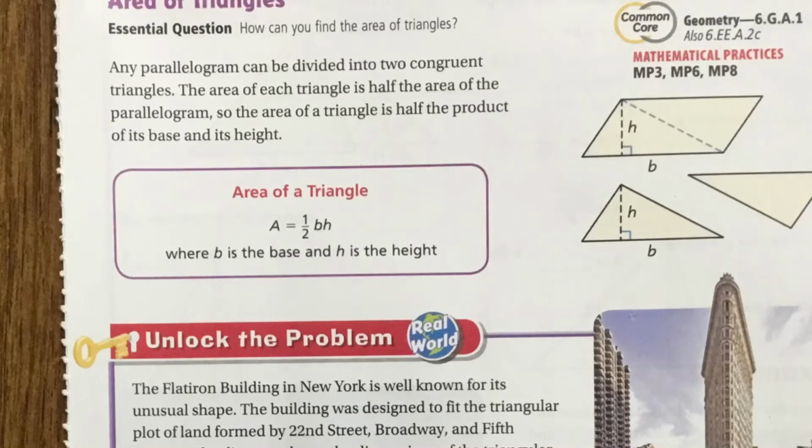Tells me the area of a triangle. So area equals 1/2 base times height. Okay, so let's rewrite that real quick. Whoa, not with that one. Area equals 1/2 base times height.